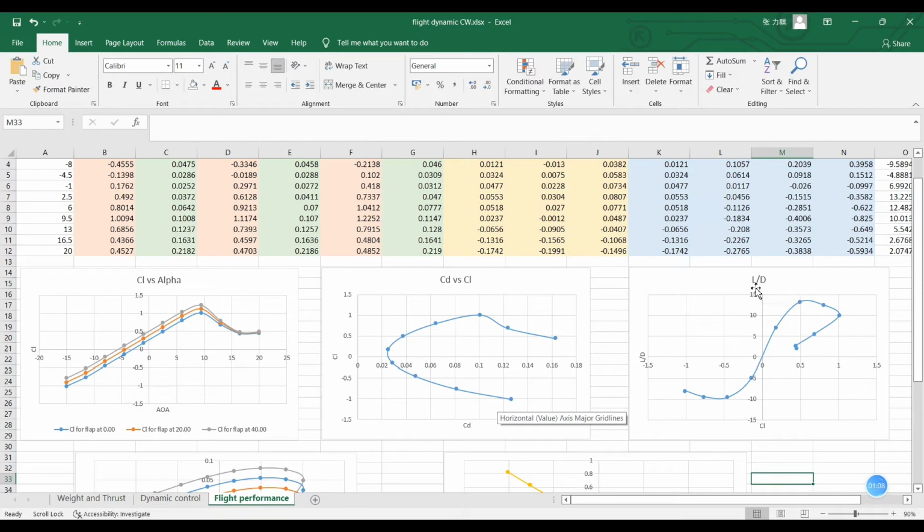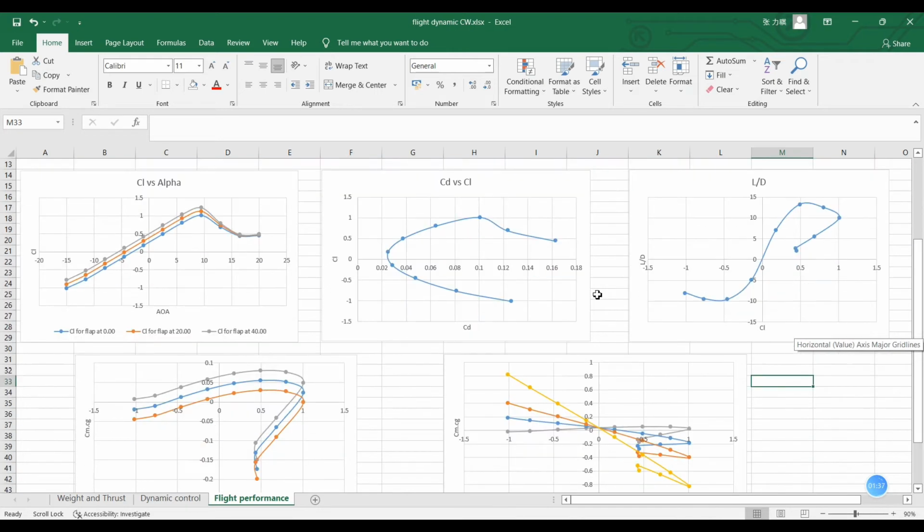And then there's the lift over drag, which is the glide ratio. The graph shows the glide ratio over the lift coefficient. So it seems that the highest glide ratio appears at a lift coefficient of 0.5. We've seen that it is approximately 13. It's a reasonable glide ratio.